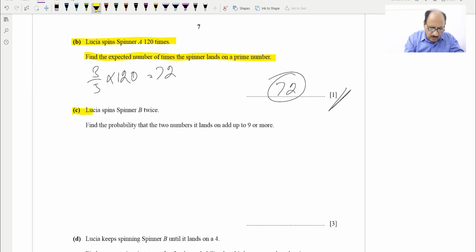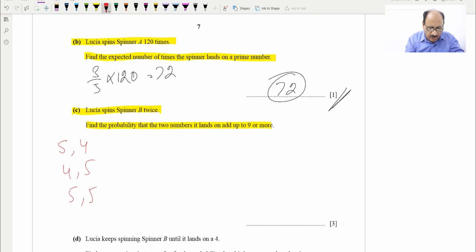Then Lucia spins spinner B twice, and we find the probability that the two numbers it lands on add up to 9 or more. So what can be those numbers? Numbers can be 5 and 4, which will result in 9, or it can be 4 and 5, or it can be 5 and 5. So these are three options.